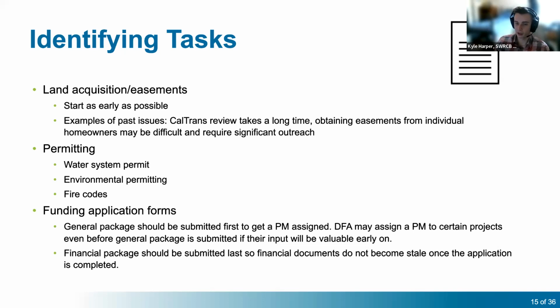Typically, the general package should be submitted first. And not only should this be submitted first, this should be submitted as soon as possible. This is because when a general package is submitted, DFA will assign a construction PM to the project. Now, DFA may assign a PM into certain projects even before the general package is submitted, since the construction PM's input is valuable early on. However, the only way to completely ensure that a DFA PM is assigned is to submit the general package. So we would recommend submitting the general package as soon as possible to get that DFA construction PM assigned.